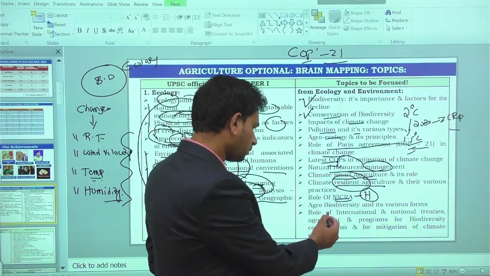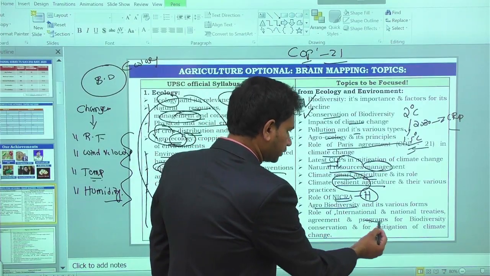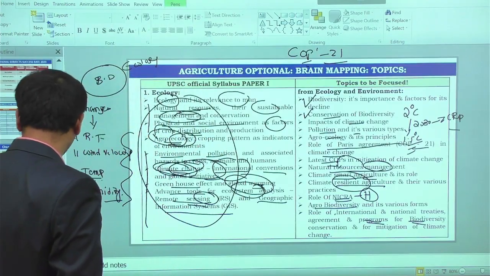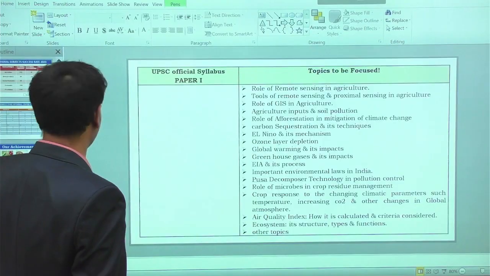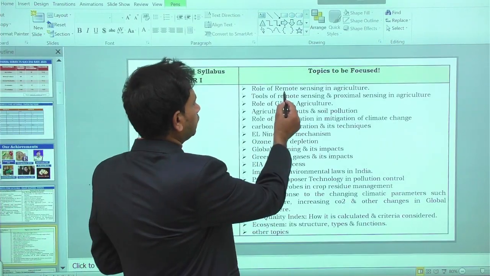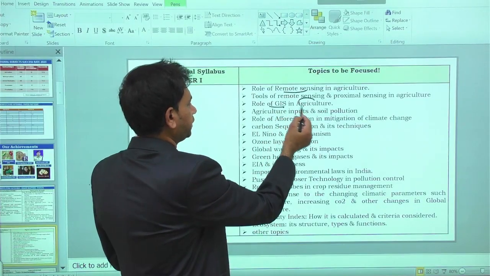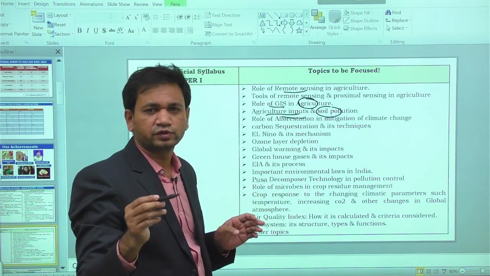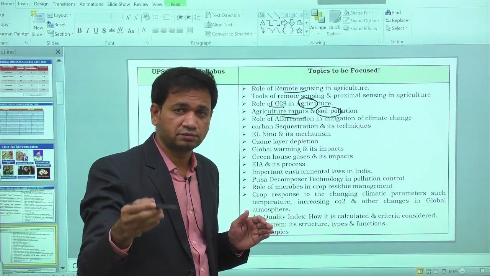Then we have the syllabus called agro-biodiversity and some programs to protect and maintain biodiversity. Apart from that, these are the other subjects taken in the classroom. One is the role of remote sensing, then the role of geographic information systems in agriculture, then agriculture inputs and soil pollution. Agriculture inputs means some fertilizers, some pesticides, some weedicides, some compost, right?